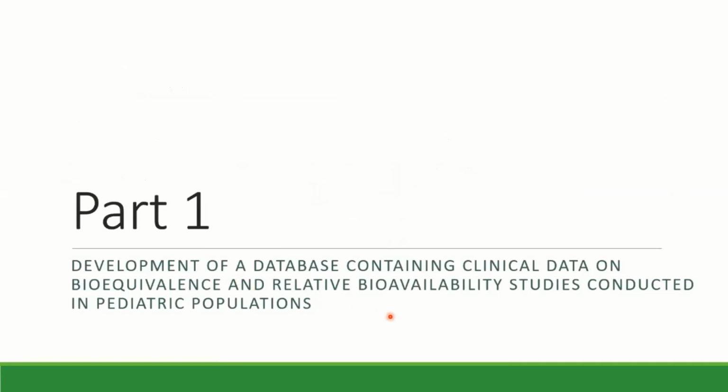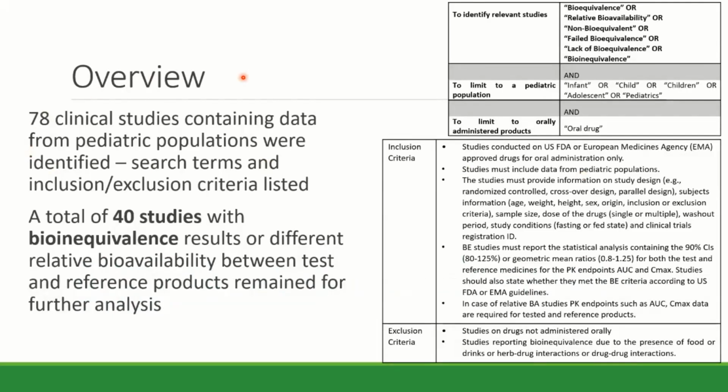So this first part was development of this database, and I'm going to just briefly skim over this to allow time for discussion. The database was generated by a literature search using a range of keywords over a range of different databases that are publicly accessible. We applied some inclusion and exclusion criteria and ended up with 78 clinical studies that contained data from paediatric populations. Of these studies, 40 showed bioinequivalence, and for the purposes of this talk today, that means that two products were not equivalent in terms of their exposure, either due to the population changes or the product changes.